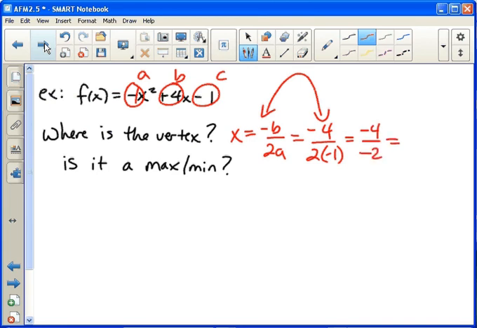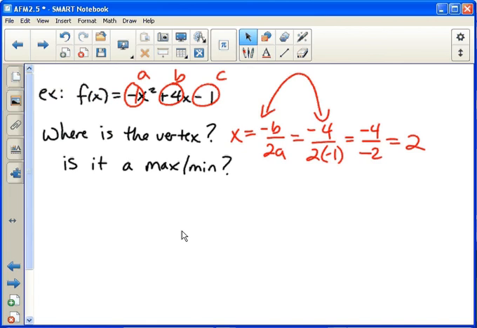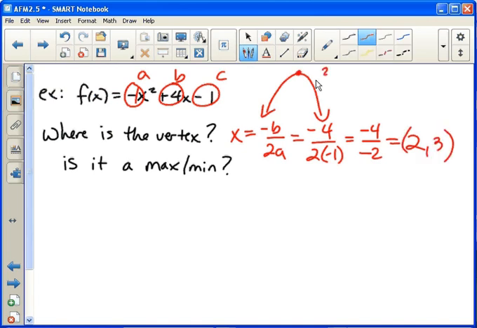Now to figure out the y value, I need to plug 2 into that equation. So I get negative parentheses 2 parentheses squared plus 4 times 2 minus 1. And we get a 3. So the ordered pair would be at 2, 3, which is right here on the vertex. The last question is, is it a maximum or a minimum? Again, if you just draw the picture like I have, it should be very clear that it's a maximum.